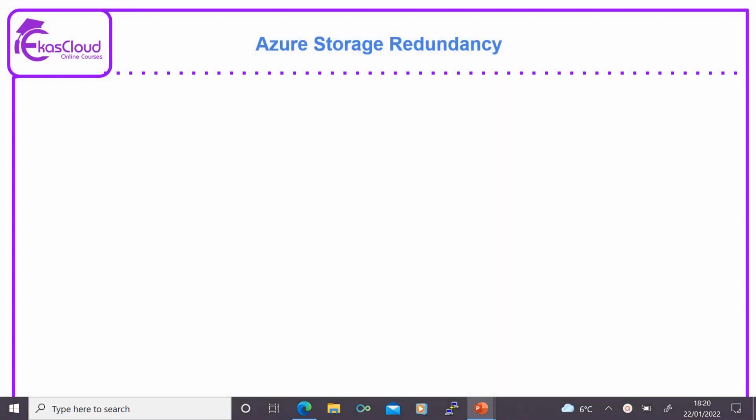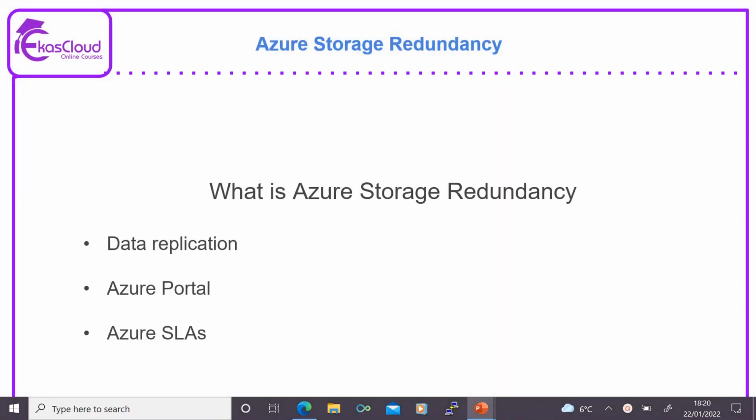So first of all, what is Azure storage redundancy? Azure storage stores multiple copies of your data. This is done to protect your data from any event that could affect the data center, like a network failure or hardware failure or power outage or any natural disaster. So let's have a look at the storage redundancy types option in the Azure portal.